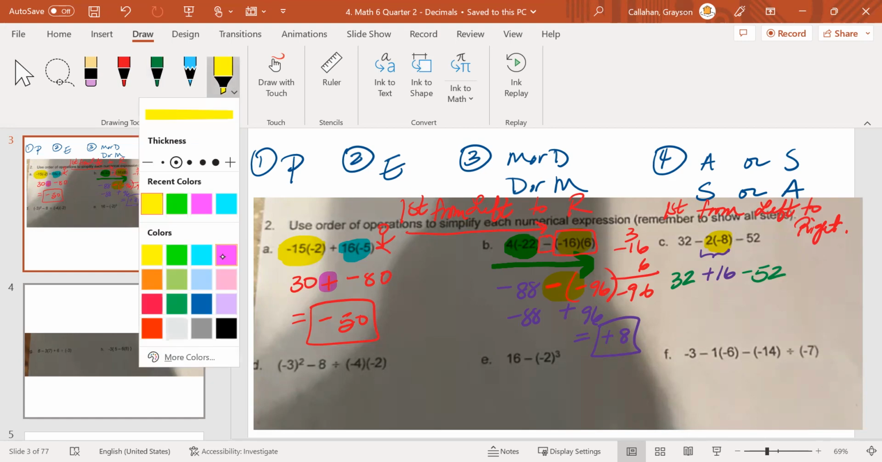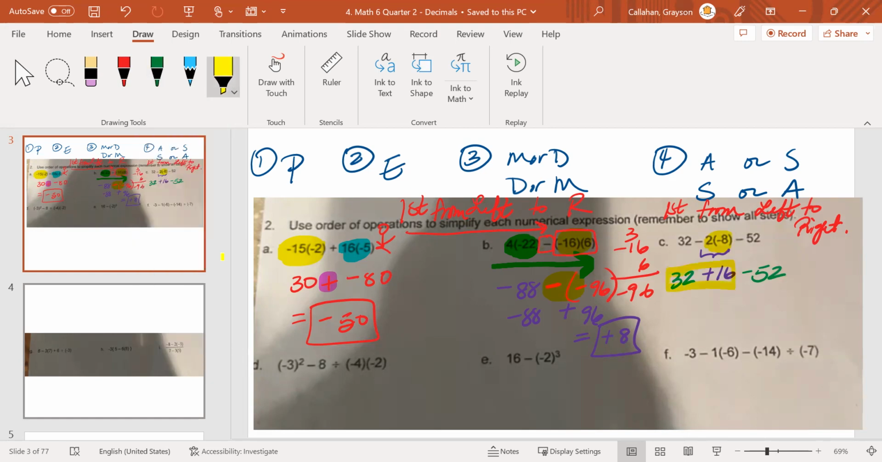Then from there, I notice that from the left side, there's a plus that comes before the minus. So 32 plus 16 is a 48. And again, you copy everything down. This is going to be your last step. Your answer is a negative, so it's going to be a negative 4.